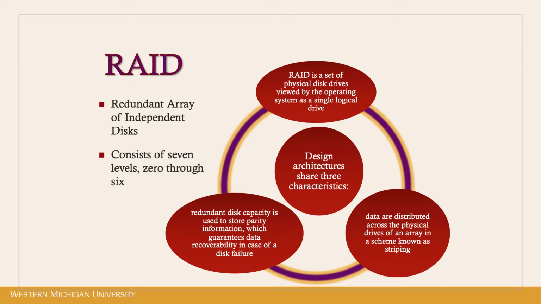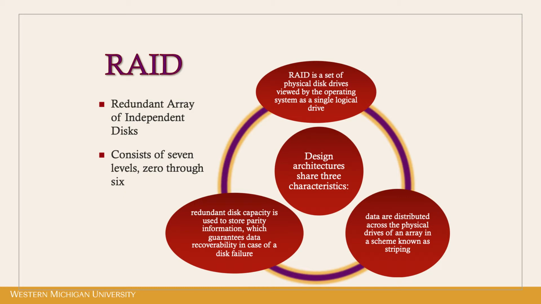The other thing that we want to be familiar with is something called RAID, which I'm sure you've heard before. What it stands for is Redundant Array of Independent Disks. It's basically a set of physical disk drives that get viewed by the operating system as a single logical drive. Data is distributed across the physical drives of an array of disks in a scheme known as striping. And that redundant disk capacity is used to store parity information or even entirely separate copies of all the information, which guarantees some data recoverability in the case of a disk failure.